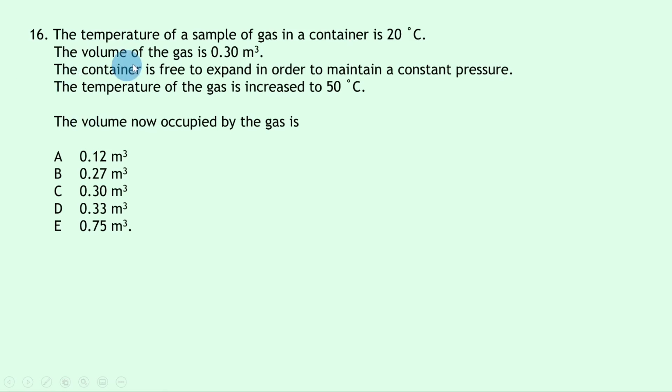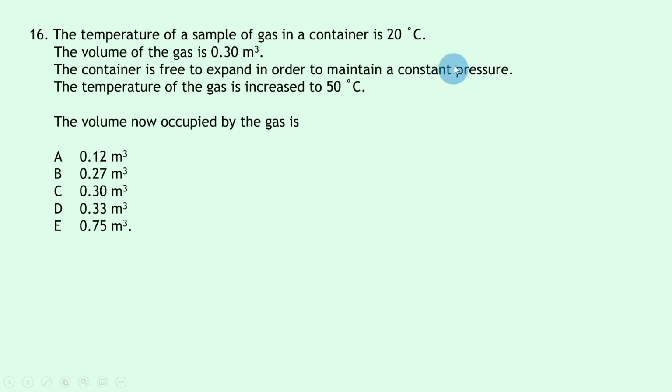Question 16 says the temperature of a sample of gas in a container is 20 degrees Celsius. The volume of the gas is 0.3 meters cubed. The container is free to expand in order to maintain a constant pressure. The temperature of the gas is increased to 50 degrees Celsius. The volume now occupied by the gas is.